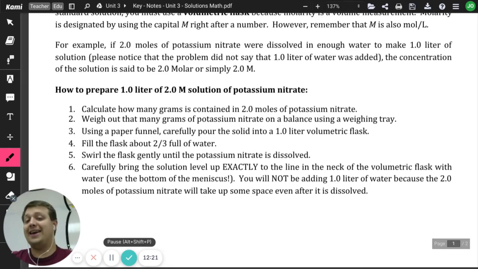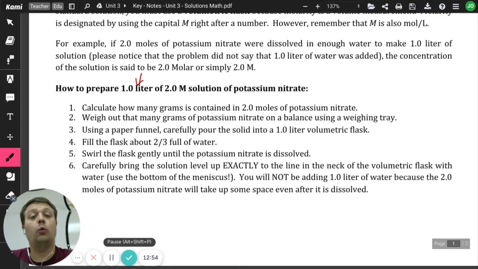What I'm going to do then is take that mass, and use a weigh boat to measure that exact mass on a balance. Okay? So whatever the mass is, I'm going to measure that mass. Then I'm going to take my weigh boat, and using a funnel, pour that solid into my volumetric flask, specifically a 1 liter volumetric flask. We should always use a volumetric flask that is the size that we are looking for. So 1 liter. Next, I'm going to fill it about 2/3 full with distilled water. Distilled or deionized water would work.